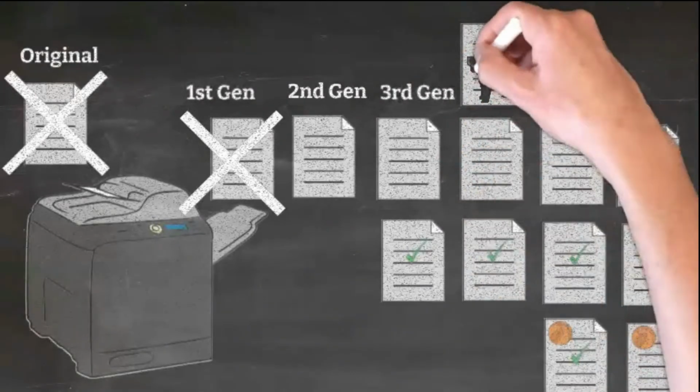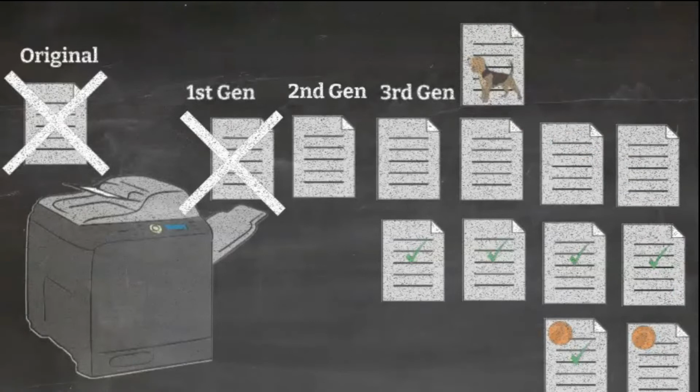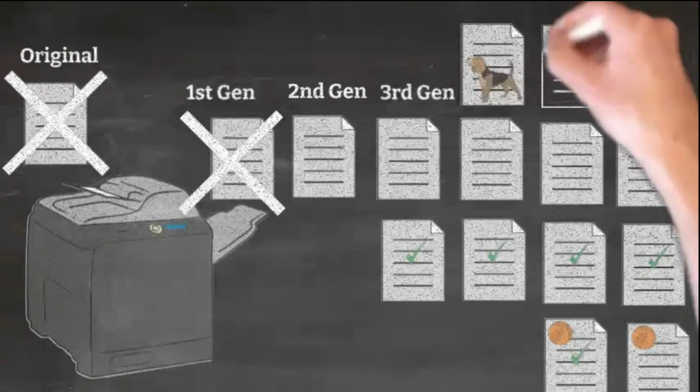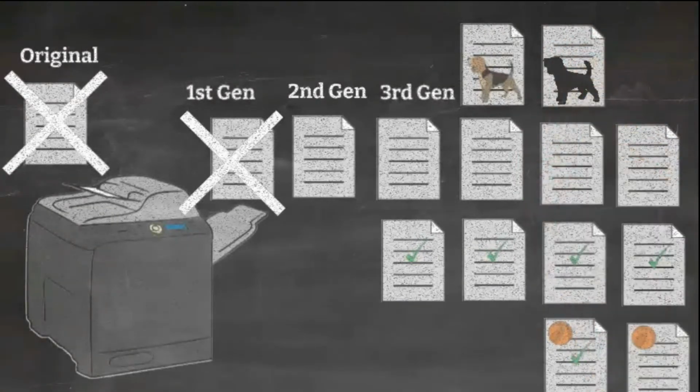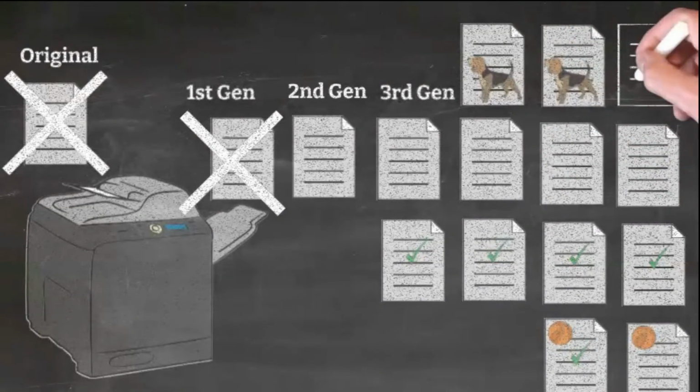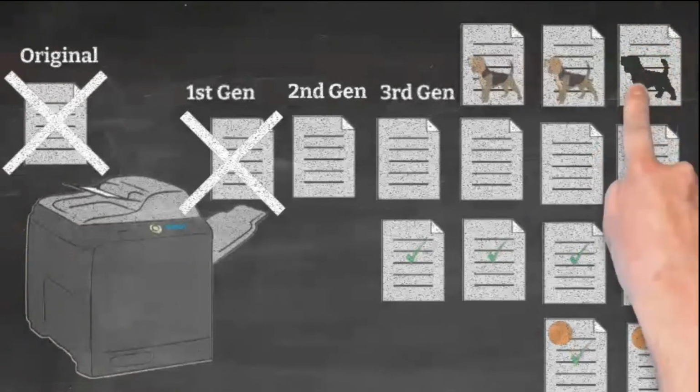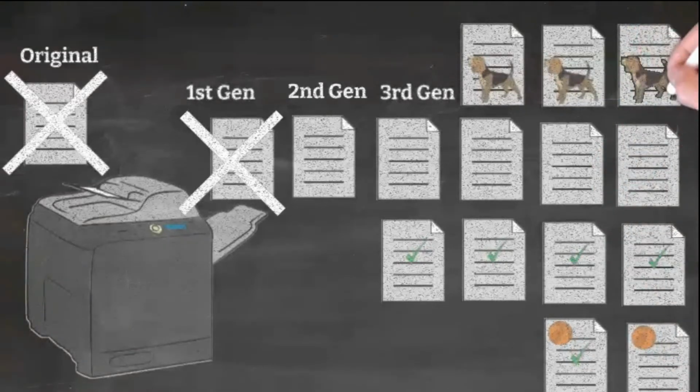Well, then the neighbor draws a picture of his dog on your fourth generation document, and you start using that as an original. All copies going forward will have dogs. I think you get the point. After a while, you can have multiple copies of the same original document looking different, feeling different.